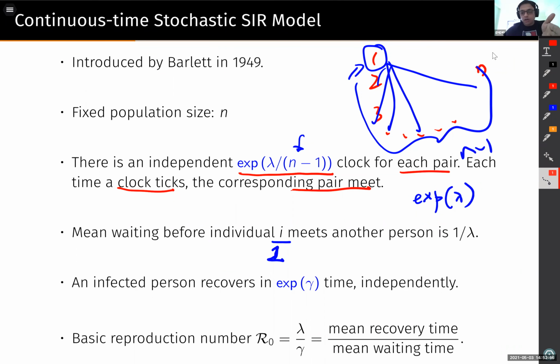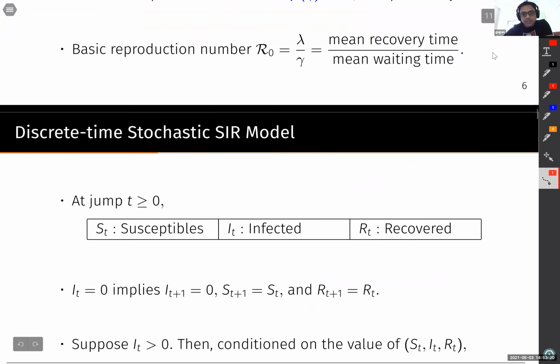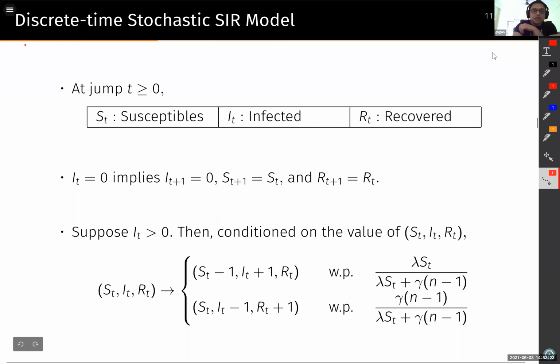So that is one way a jump occurs. Alternatively, there is another possible way in which a jump in this continuous time process can occur, that is when an infected individual recovers. In that case, the number of infected individuals falls by one, whereas the number of recovered individuals increases by one. So there are these two jumps that can happen. If you only look at what happens at these jump times, we get this discrete time stochastic SIR model. At jump T, we denote the number of susceptibles by ST, IT denotes the number of infected individuals, and RT denotes the number of recovered individuals.